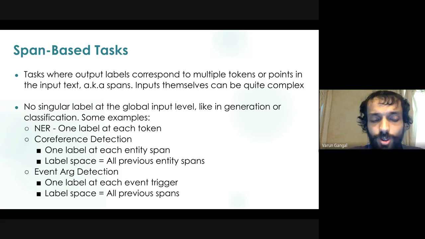So if you take tasks such as NER, which have one label at each token, or even something like event arc detection, which for a trigger will have a tuple of many spans as the arguments.